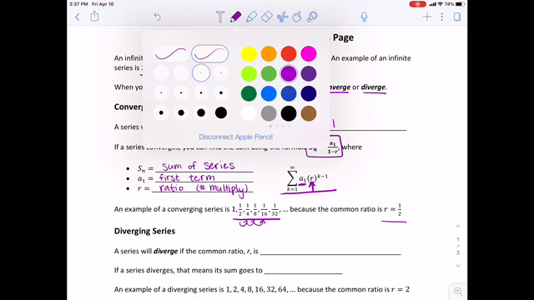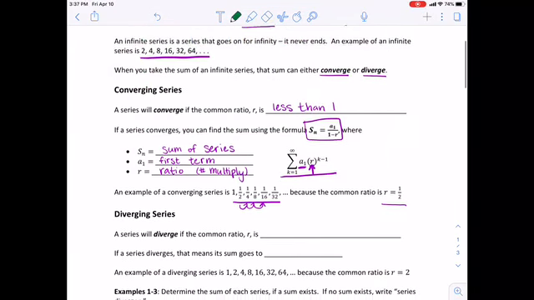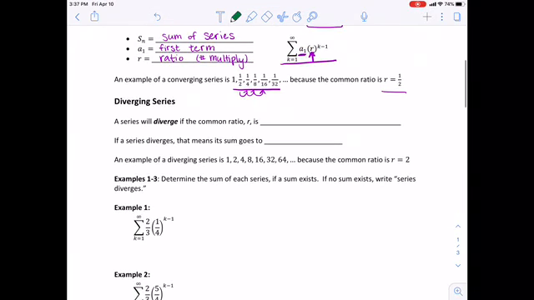Well, if a series isn't going to converge, then it will probably diverge. And a series will diverge if the common ratio r is a number that is greater than 1. Now, if the series is diverging, that means that the sum is going to go to infinity. And that happens because the numbers get bigger as you go along.